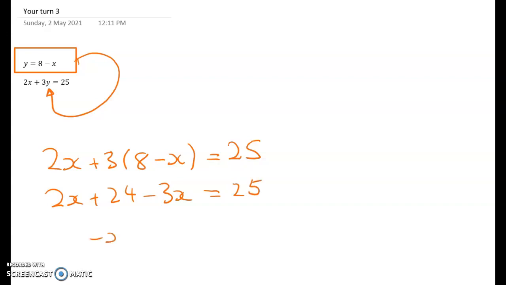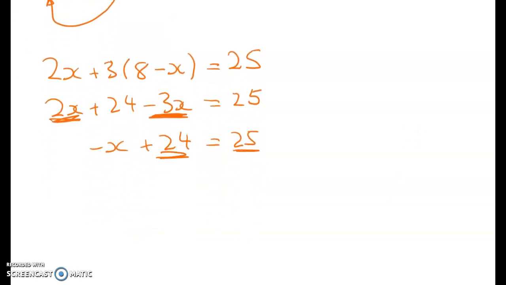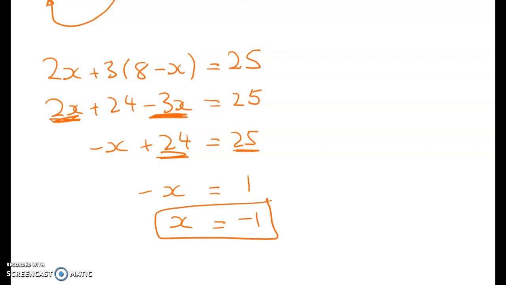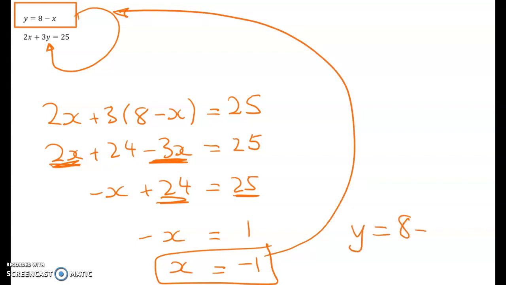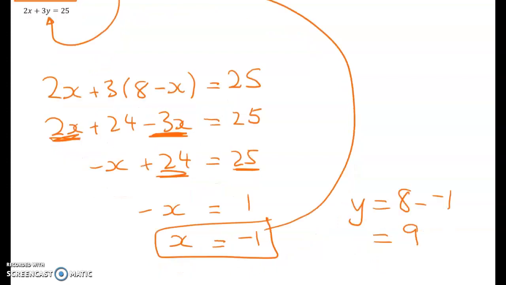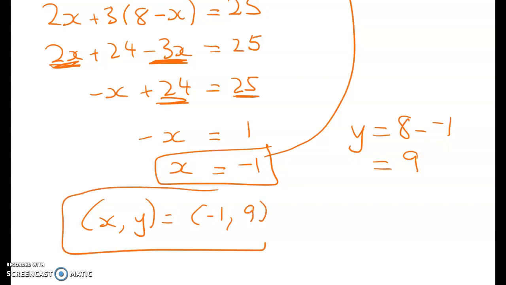On this side, I've got -x, right? So 2x, take away 3x, -x plus 24 is equal to 25. I'm going to subtract 24 from both sides. That gives me -x is equal to 1. Finally, I get x is equal to -1. I take that and I substitute it back into there. So y is equal to 8 minus -1, which is 9. So x, y is equal to -1, 9. So that's my final answer for that one.